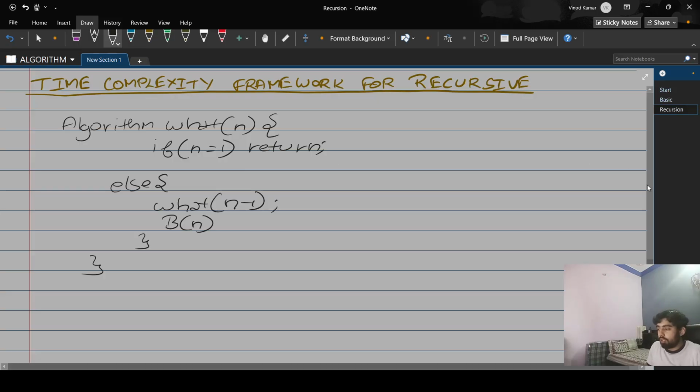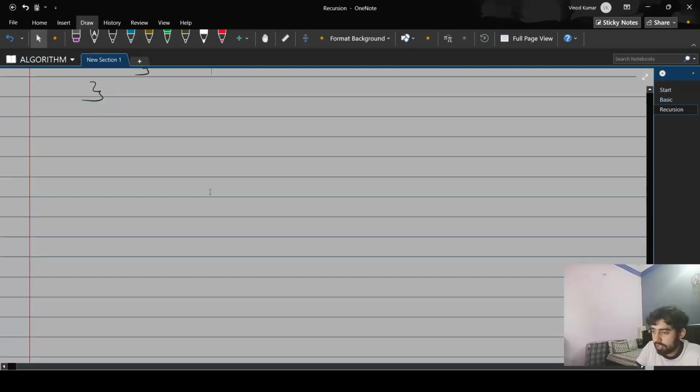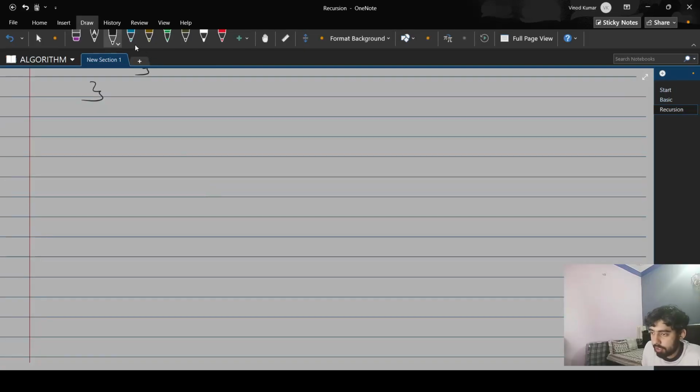So let's understand how to solve a question of the recursive type. So first of all, this b of n is also a function. Let's assume that it takes the time complexity of 1. So first of all, let's write this. Let me change the pen. That b of n is equal to time complexity of 1.